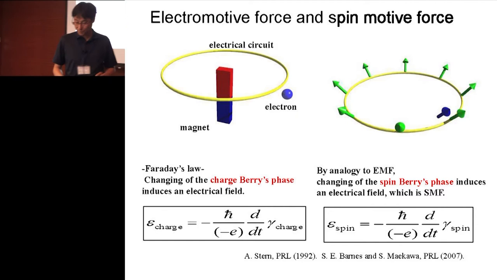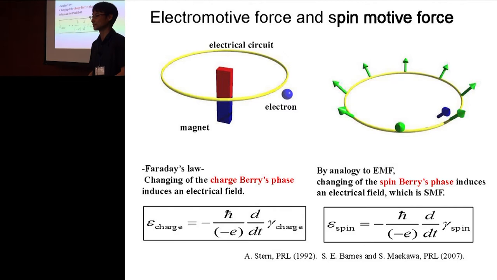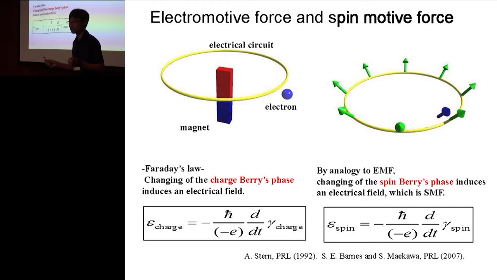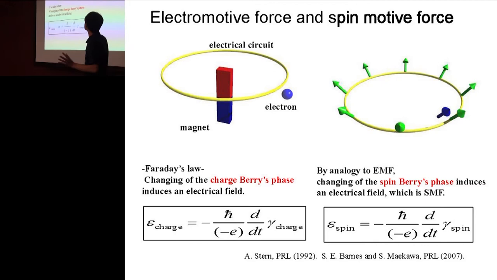Then I'd like to introduce the spin version of that. For that, we have to have this kind of spin structure. Okay, non-collinear. And the out-of-plane component is very important. Because the Berry phase of spin is just the solid angle of these non-collinear spin structures.